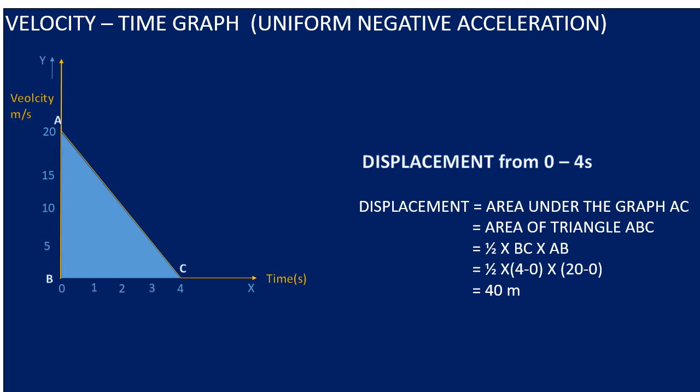So area, you know, that is half into base into height, and when we do the calculation, we get half into base BC, we take 4 minus 0, and the height AB, we take it as 20 minus 0, and we get half into 4 into 20, we get it as 40 meter. So children, I think it is clear to you that velocity time graph is the graph that is used to find out the variation of velocity of an object with respect to time, and through velocity time graph, the slope gives us acceleration, whereas the area under the graph gives us the distance covered by the object or the displacement occurred by an object in a particular time interval.